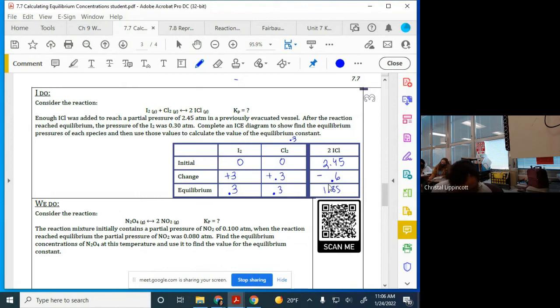When you do the equilibrium constant, yep. So now we're going to do the Kc. Remember, your products are on top. So that's the 1.85. What do I have to do with that? Square it. And then these guys are going to be down at the bottom. So they're going to be 0.3 times 0.3.